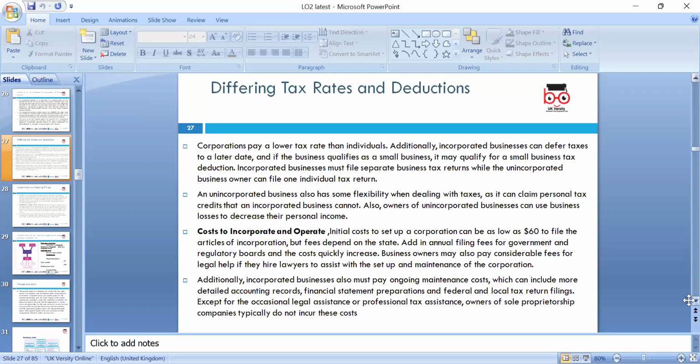Now the costs. The initial setup cost for a corporation can be as low as $60, or around 50 pounds, plus the article of incorporation filing fee, which depends on the state, and annual filing fees to the government regulatory board. The business owner may also pay considerable fees to hire a lawyer to help with the setup and maintenance of the corporation. Additionally, incorporation must pay ongoing maintenance costs, including keeping records, preparing statements and federal filings. We can look at this from the UK perspective as well.